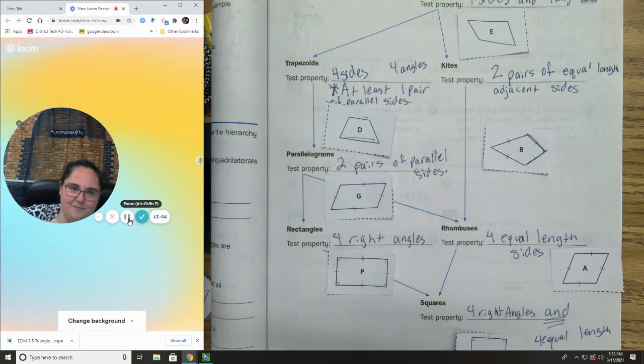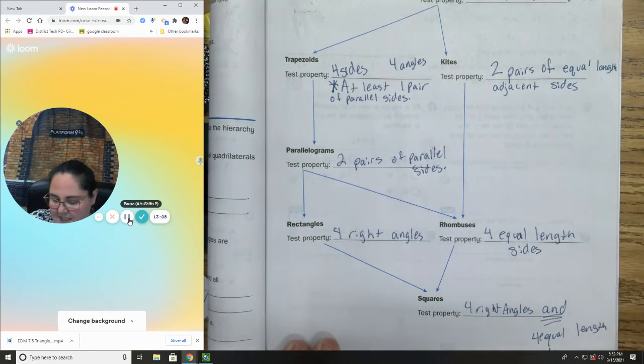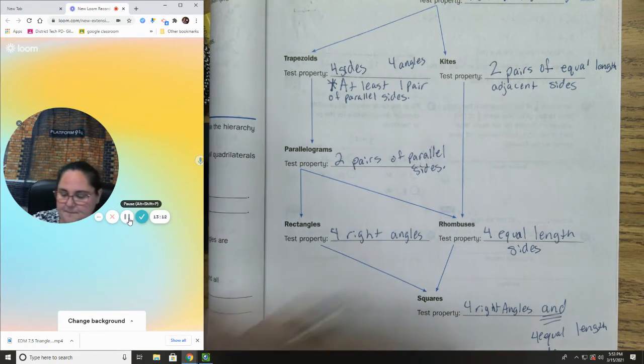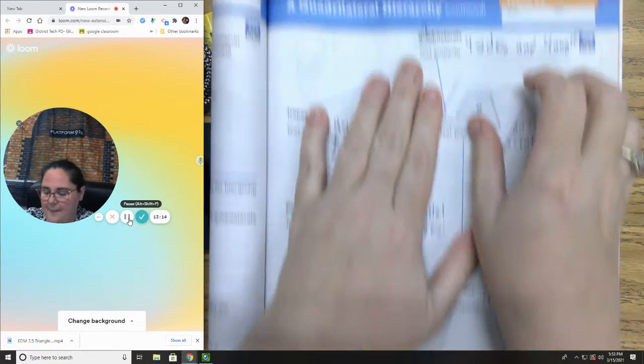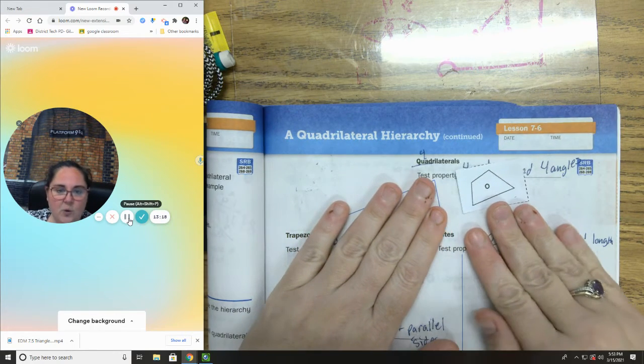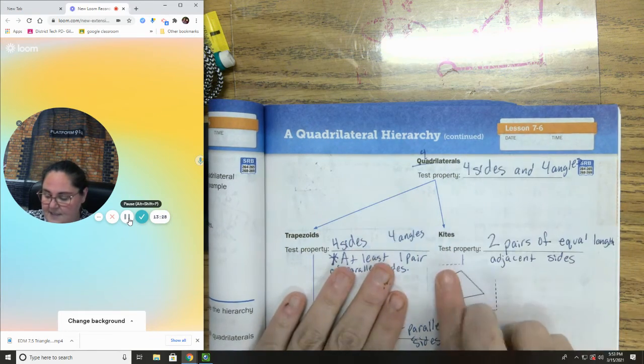Okay, so what's going to happen is we are going to now look at some more shapes. I'm going to move these out of the way, and we're going to look at this shape. I'm going to pick a random shape out of here. So let's start at the very top. Does this have 4 sides and four corners? Absolutely. So is it a quadrilateral? Yes.